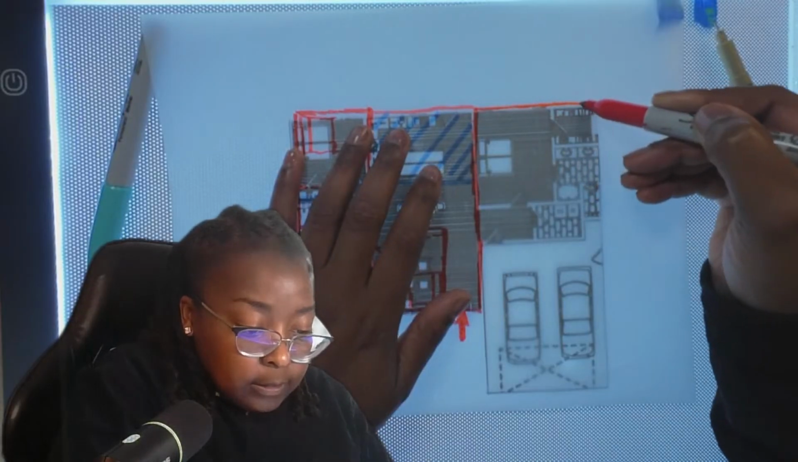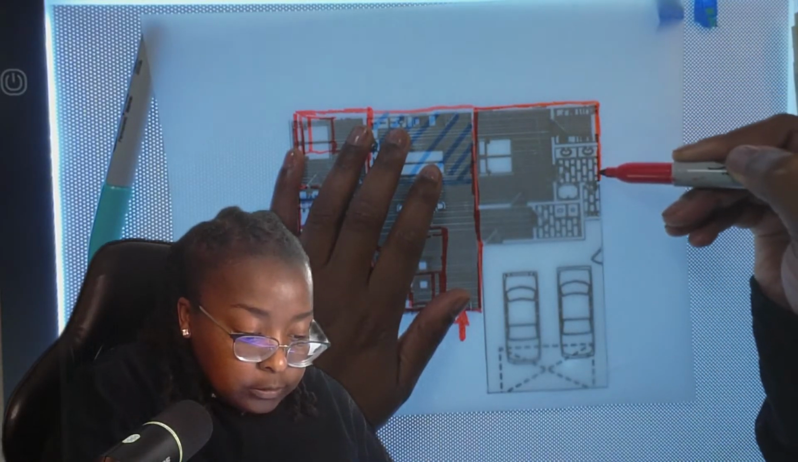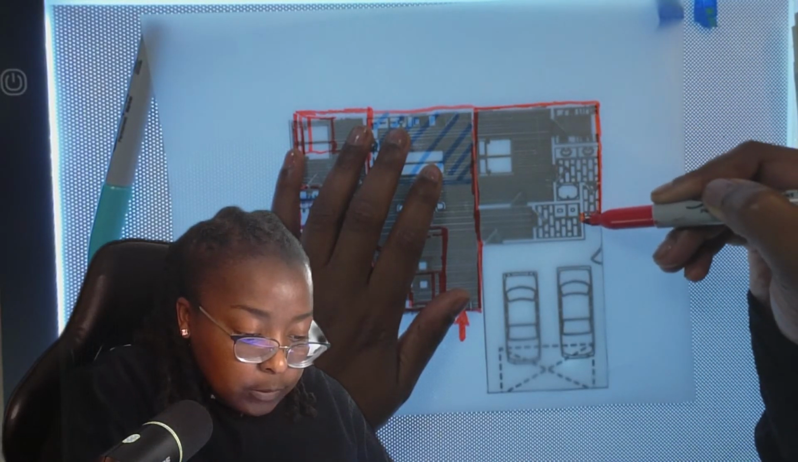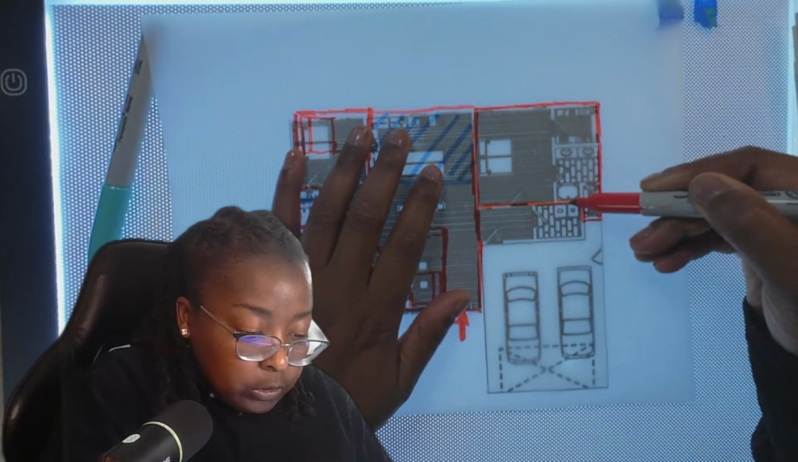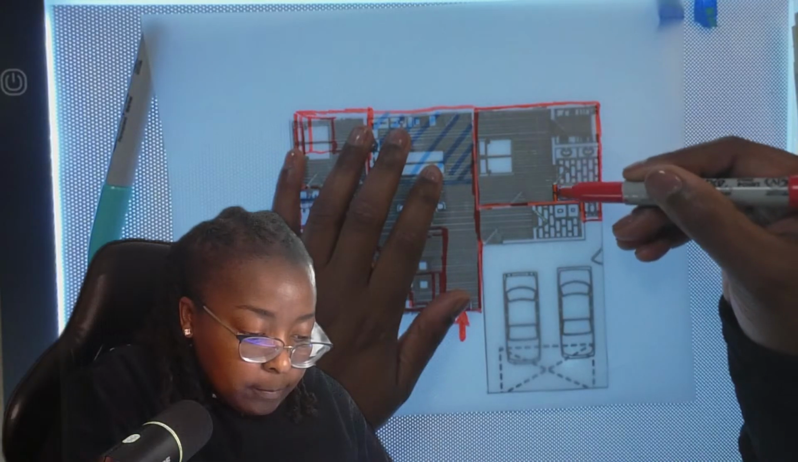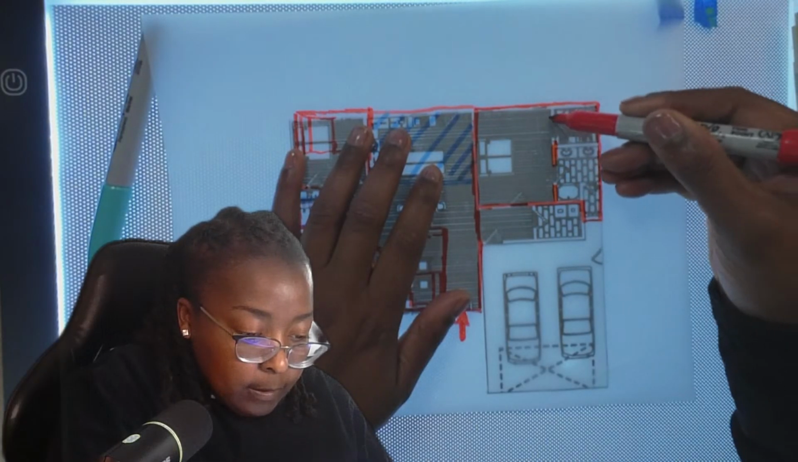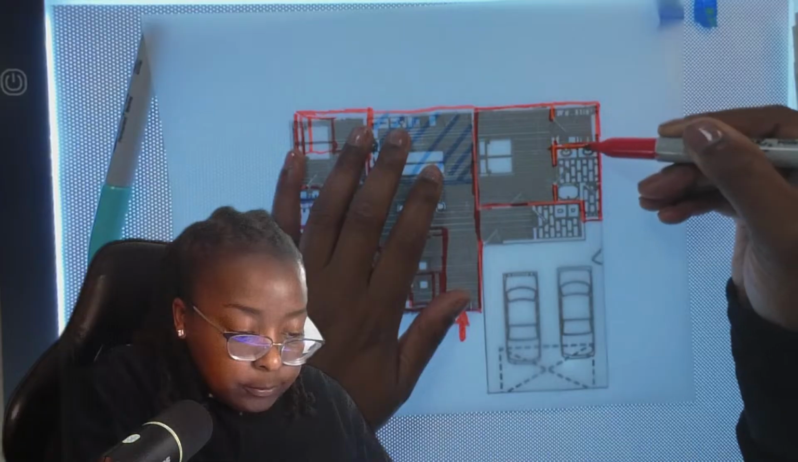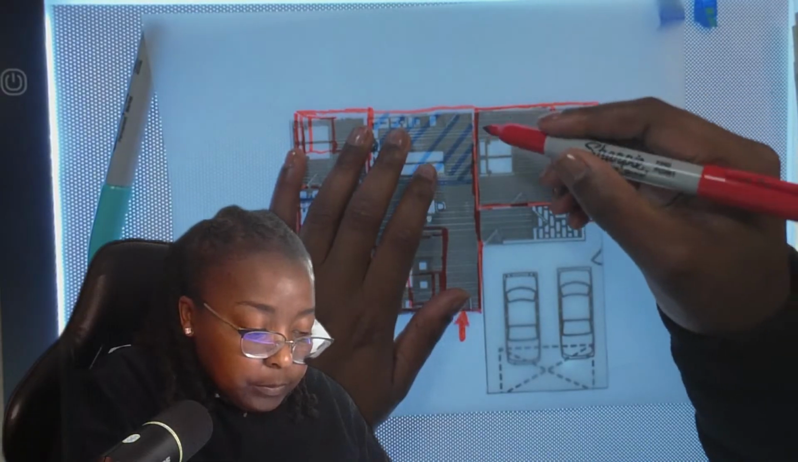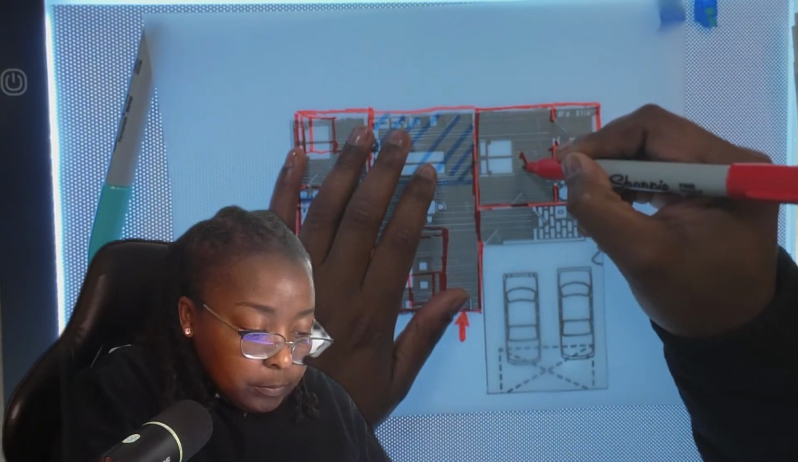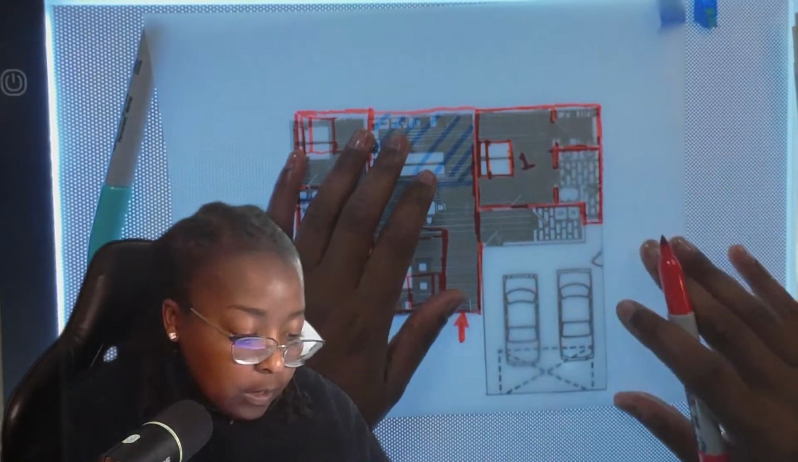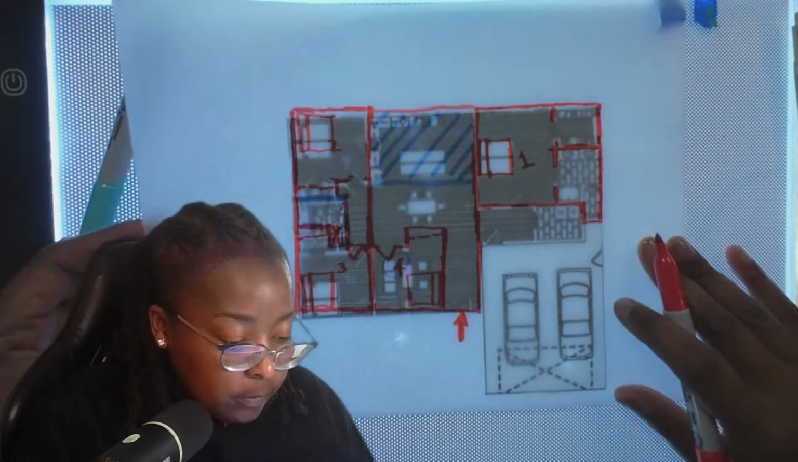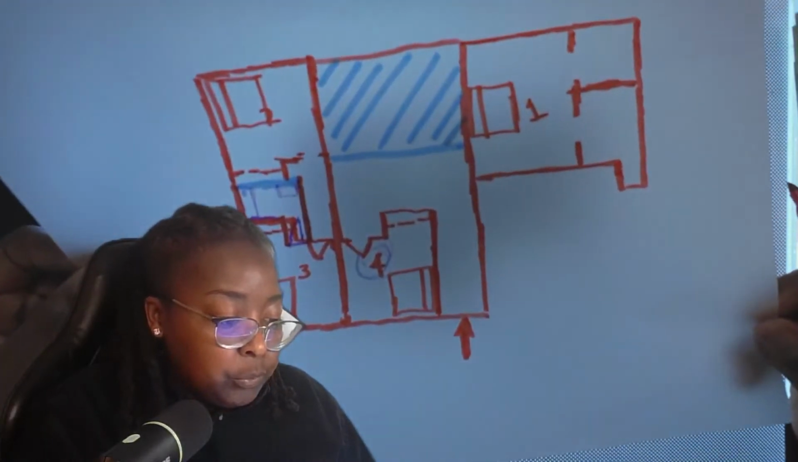Well, like I said, this primary suite is ready to go. I think we'll just change the door location. Okay. Now that leaves us with the garage.